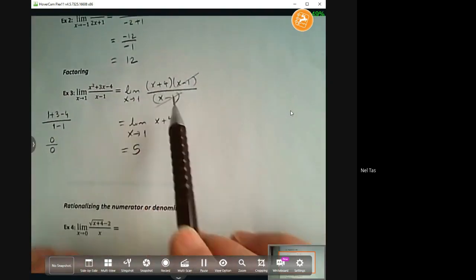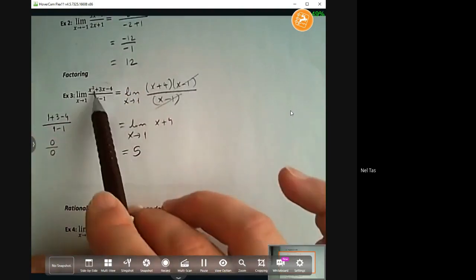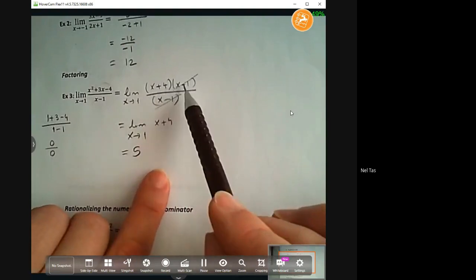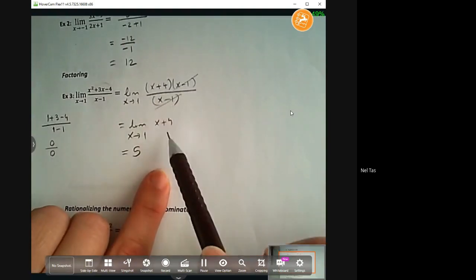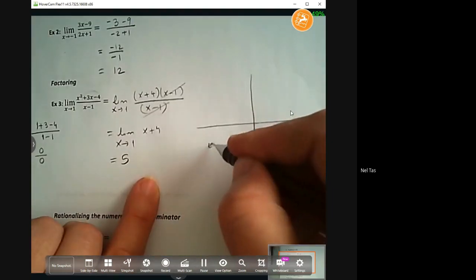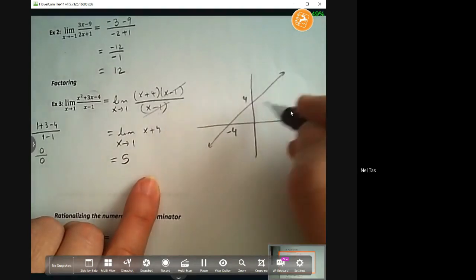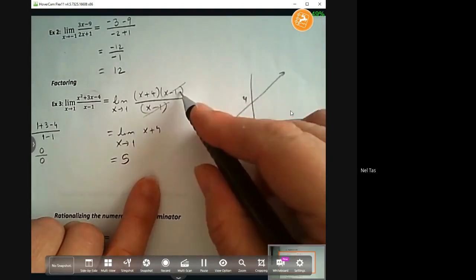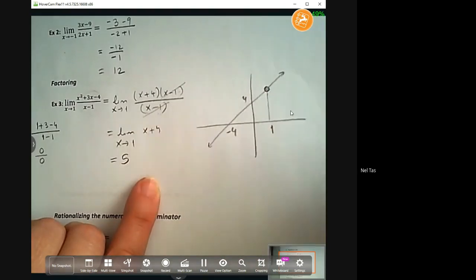actually, if you were to sketch this function here, you would factor. So you know that there is a hole at 1. So you just sketch x plus 4, and then put a hole at 1, because there's a hole here at 1. So this function would be this.